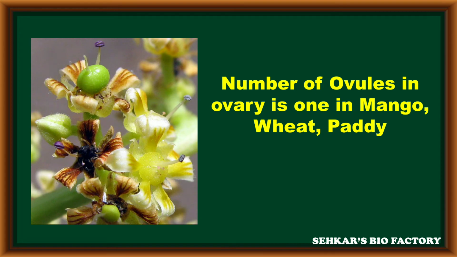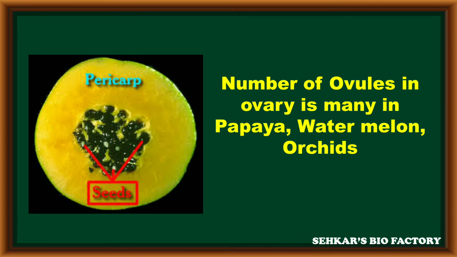In the structure of an ovary, sometimes the ovary contains only one single ovule. Such a monocarpellary ovary having a single ovule is seen in some plants like mango, wheat and paddy. That's why in their fruits we can observe only one seed. In some of the ovaries, many ovules are present, so in their fruits we can observe many seeds after maturation. Examples are papaya, watermelon, and some orchids.